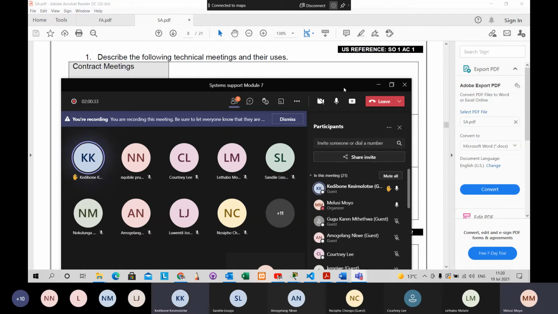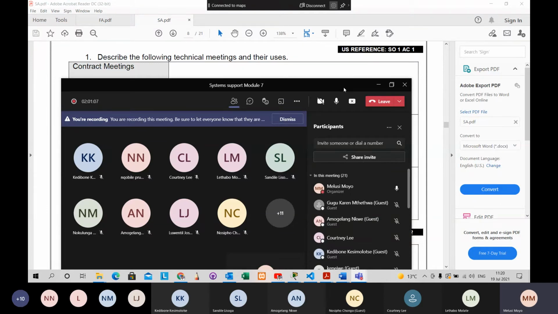Oh, I wanted to say that contract meetings are used for probably when you are employing your staff members. Yeah. But on this part, I want us to lean more on the technical side of things, because when we're employing staff, we are more on the HR side. So I want us to be more on the technical side when answering this question. Contract meetings, let me just give you an example. It's a good example that you gave.